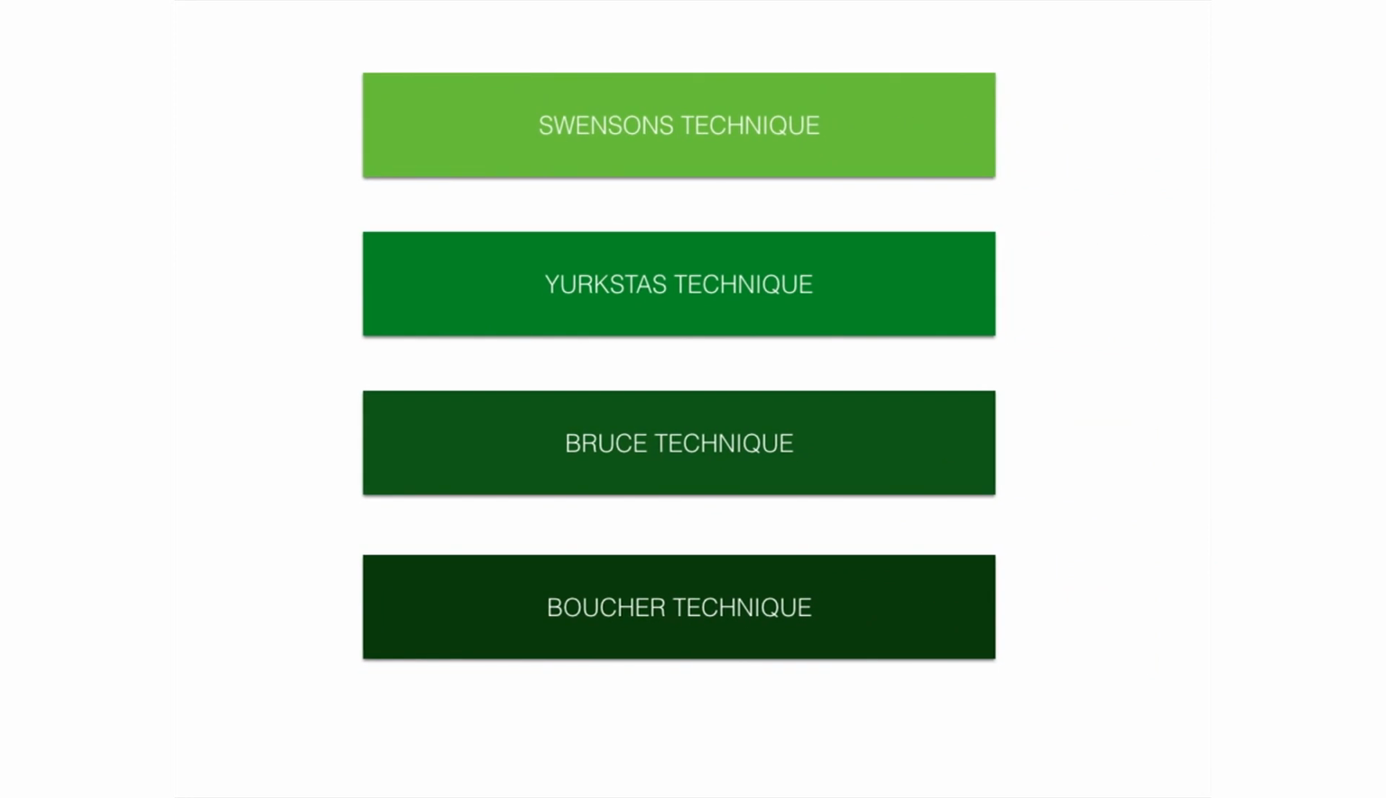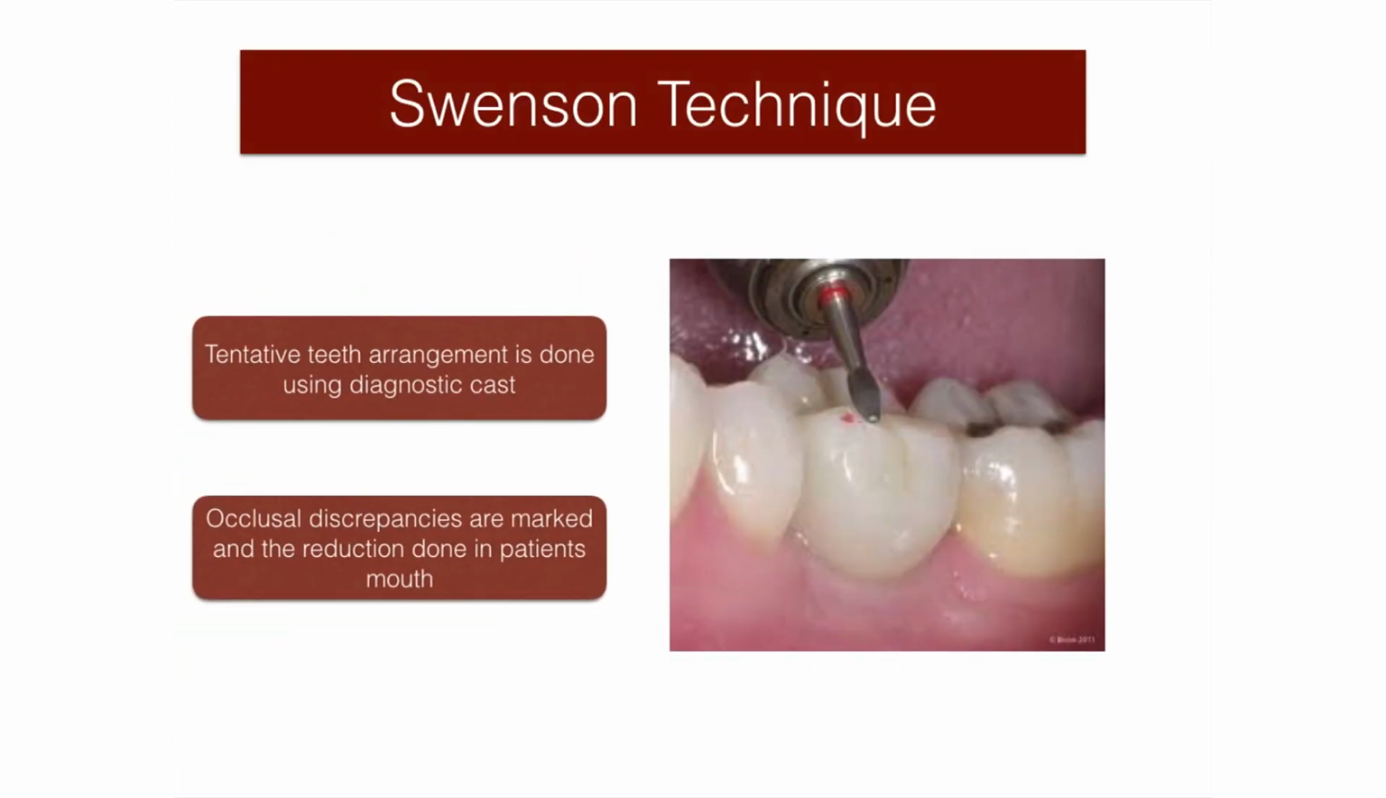Occlusal modification of the natural teeth can be done by any of the following methods: Swenson's technique, Yurkstas technique, Boucher technique, and Boucher technique. According to Swenson's technique, a tentative teeth arrangement is done using a diagnostic cast. Occlusal discrepancies are marked and reductions are done in the patient's mouth.